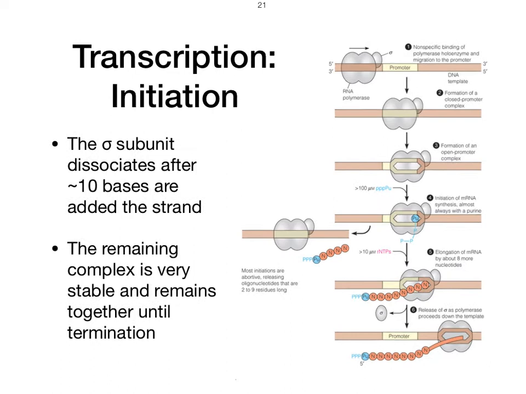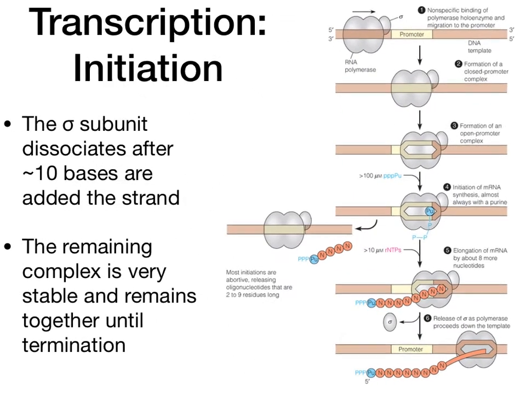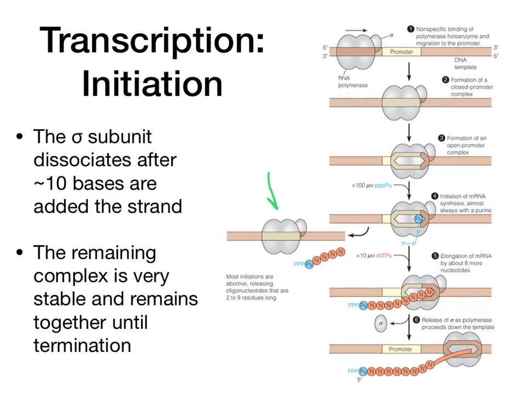Initiation: the sigma subunit dissociates after 10 bases are added to the strand. On the previous slide, we talked about how the complex starts and stops, releasing between 5 and 8 bases. The sigma subunit remains bound until we get past 10 bases. Once we get past 10 bases, it is going to depart. These stutter steps, that got exciting. The stutter steps seen here, the sigma subunit is still bound.